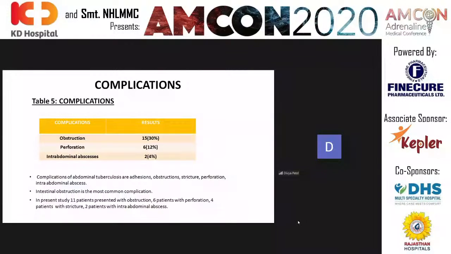Complications. Complications of abdominal tuberculosis are adhesions, obstruction, stricture, perforation, and intra-abdominal abscess. Intestinal obstruction is the most common complication. In the present study, 11 patients presented with obstruction, 6 patients with perforation, 4 patients with stricture, and 2 patients with intra-abdominal abscess.